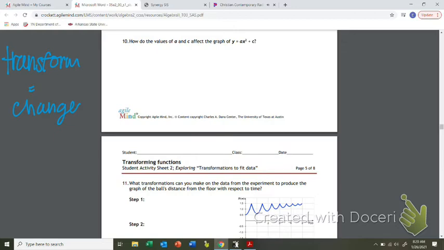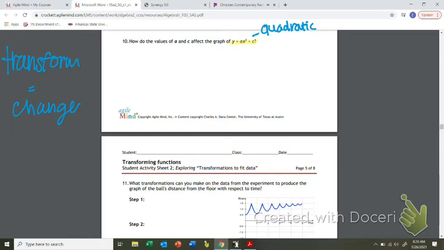All right, so number 10 starts out, how do the values of A and C affect the graph of y equals ax squared plus c? Okay, first, this right here is considered what type of function? Ax squared. What's that squared mean? Quadratic. All right, so I want you to draw a little line, and I just want you to write quadratic.